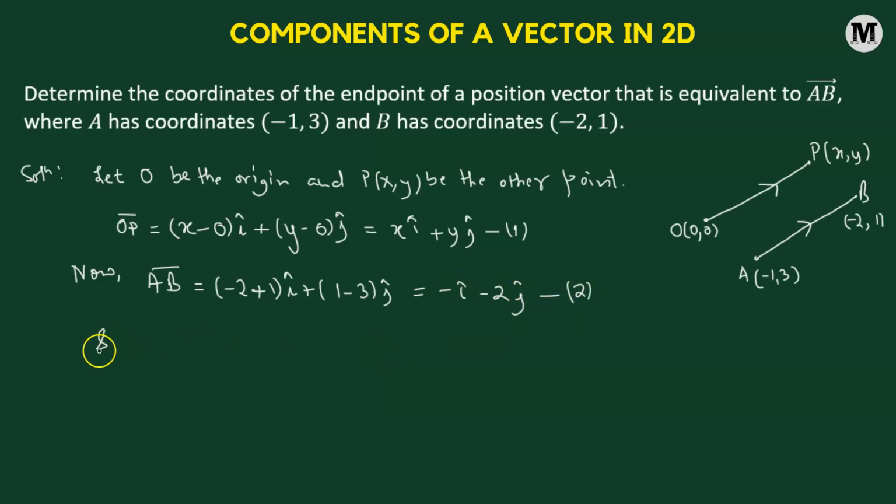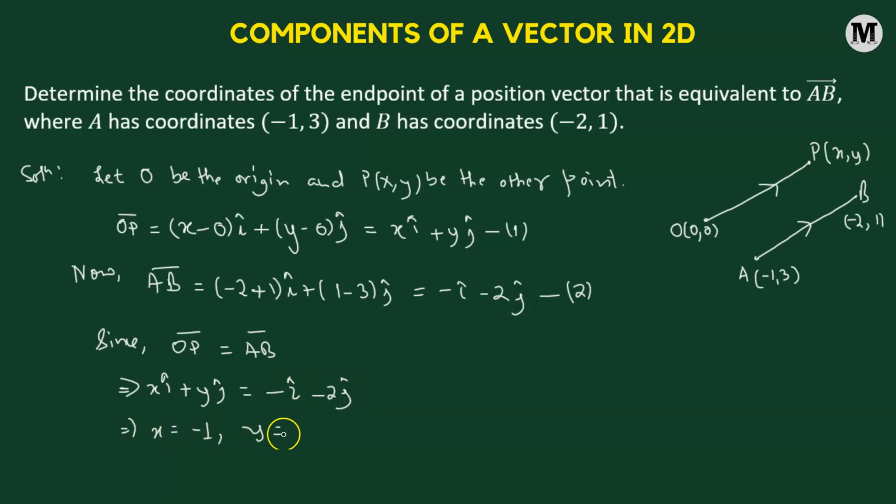Now since it's given in the problem that the OP vector is equivalent to the AB vector, that means they are two equal vectors, which means that x times i cap plus y times j cap must equal -i cap minus 2 j cap. Now when we compare both sides, we get the value of x as -1 and the value of y as -2. So we have successfully obtained the coordinates. The coordinates of the point P are -1 and -2. So this is the final value.